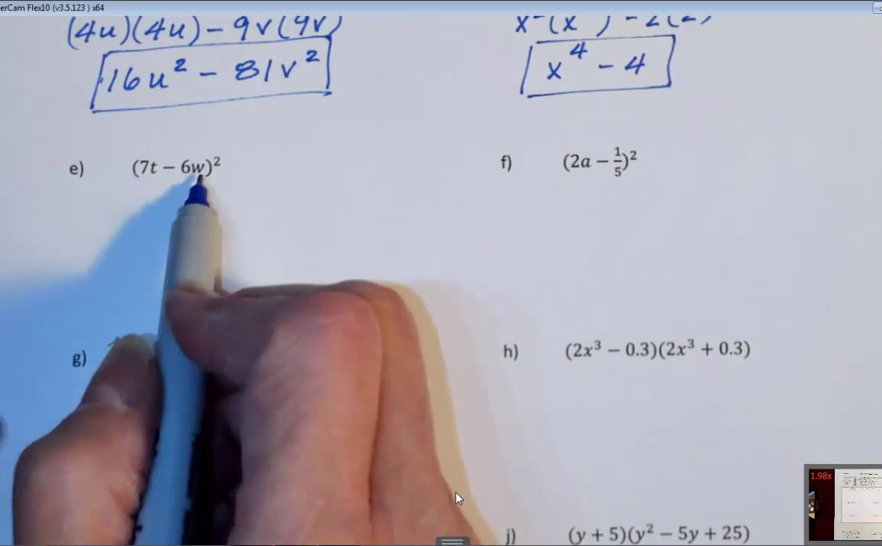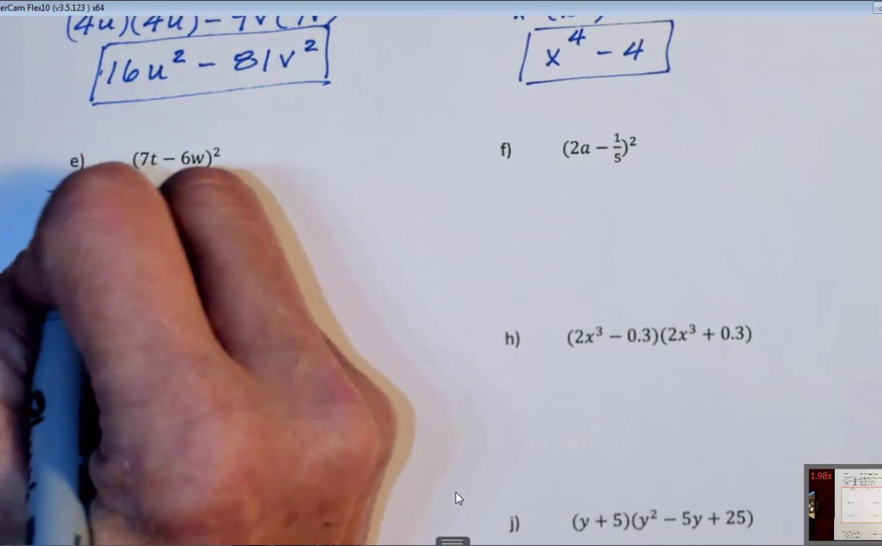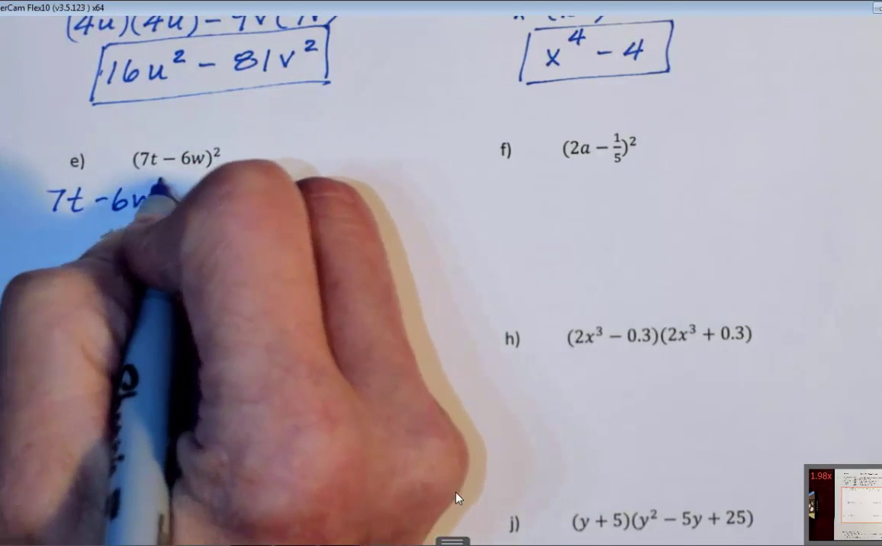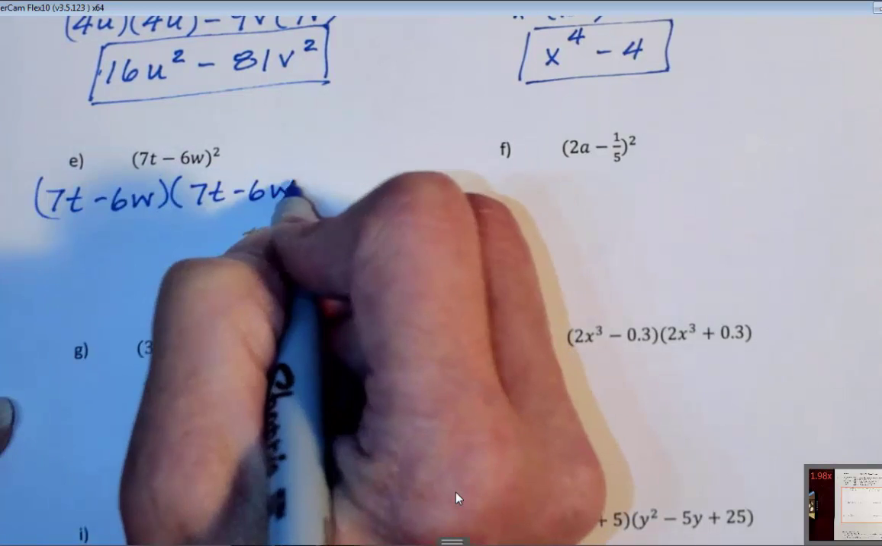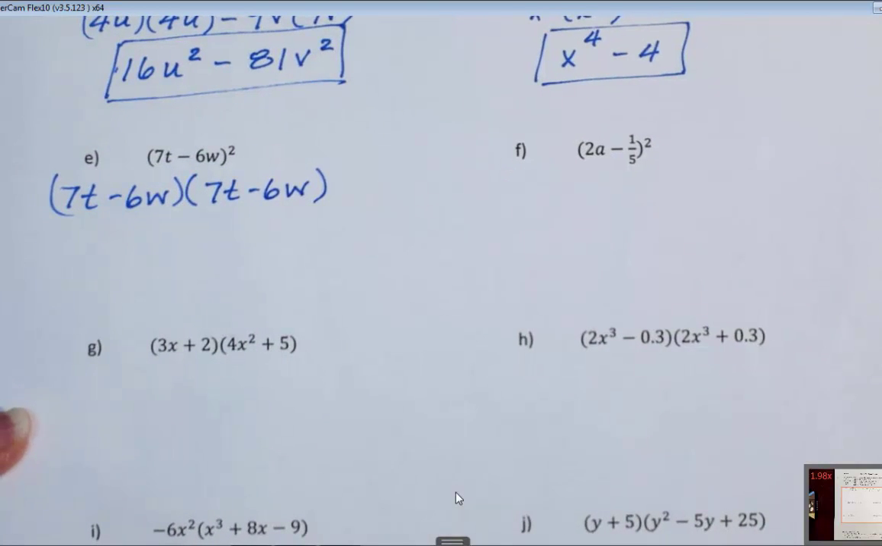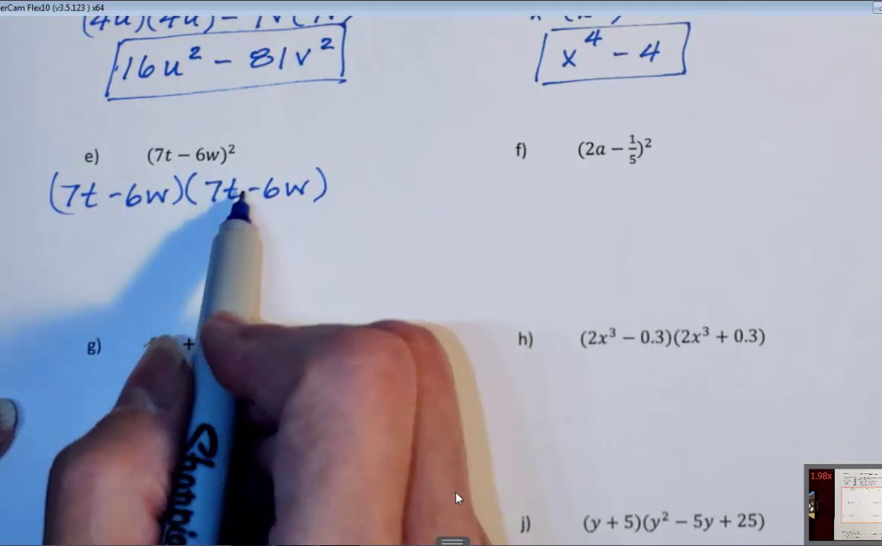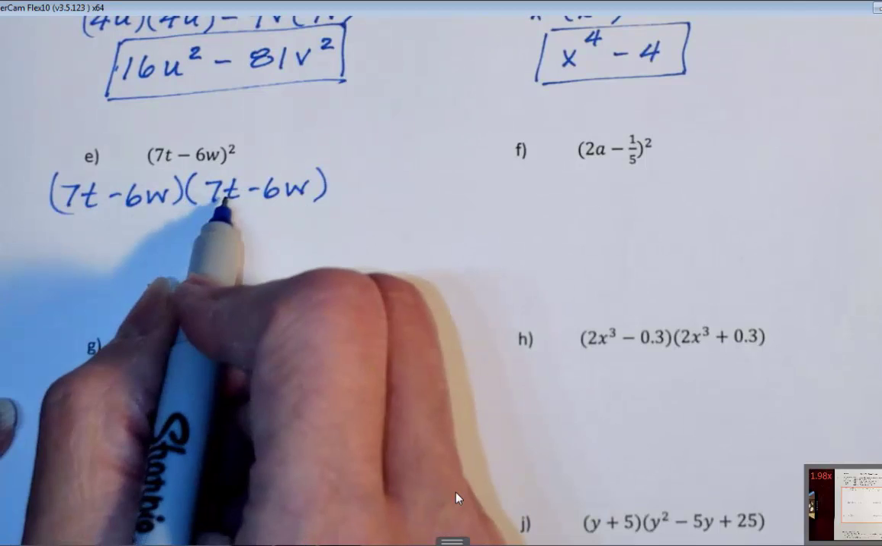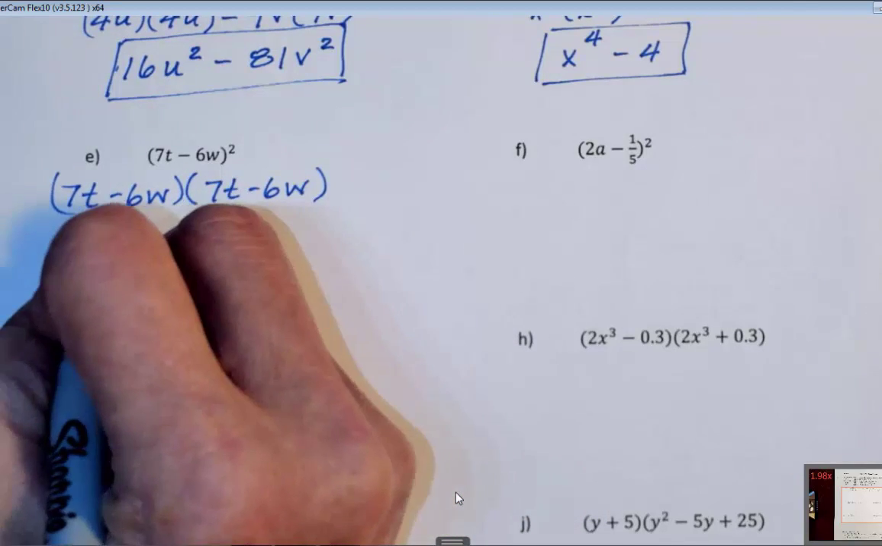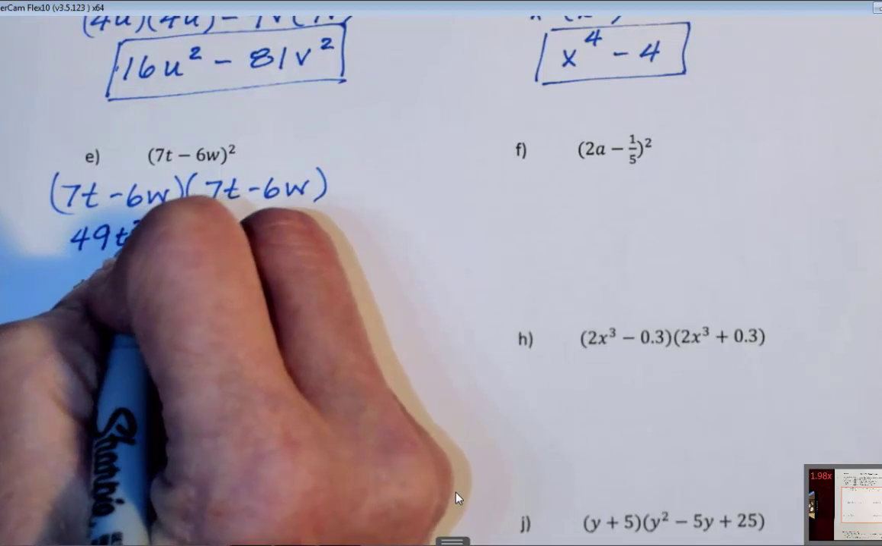We have a squared binomial here. Again, write it out before you square it. This will prevent you from making a mistake. I would multiply it out using FOIL the way that we're used to doing that, and then I would double check to see if it is the square of a binomial, and it follows the pattern. So first term, 7t times 7t. 7 times 7 is 49. T times t is t squared.